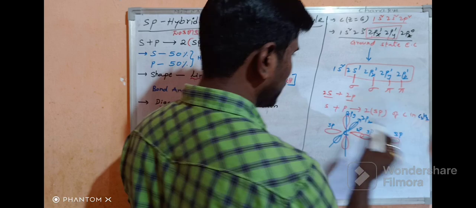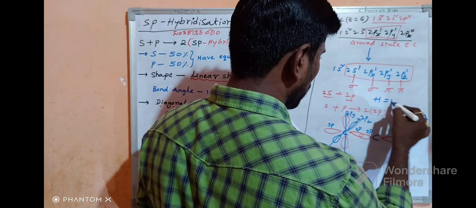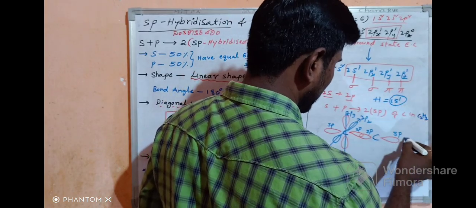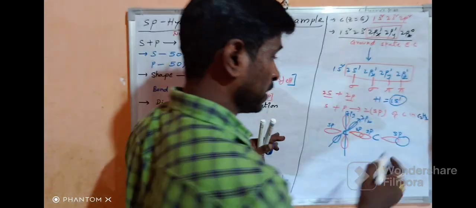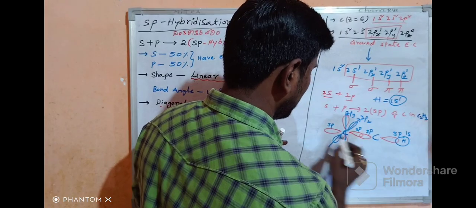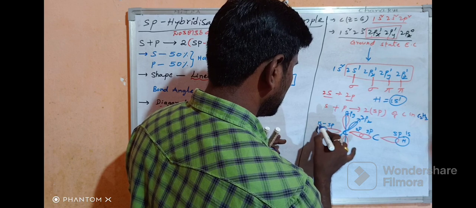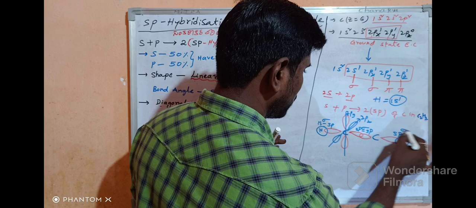These sp orbitals bond with hydrogen. Hydrogen's electron configuration is 1s1. Hydrogen bonds through its s orbital, and the shape of an s orbital is spherical. So here a hydrogen 1s orbital bonds, and here another hydrogen 1s orbital bonds. These are sigma bonds.